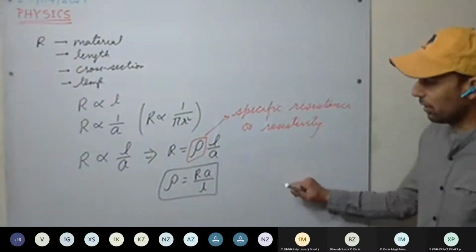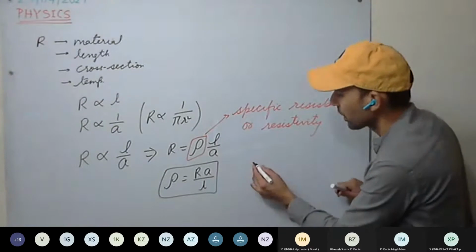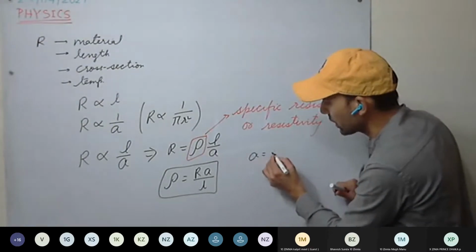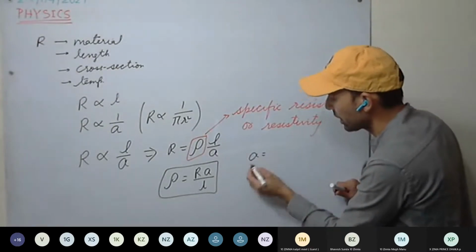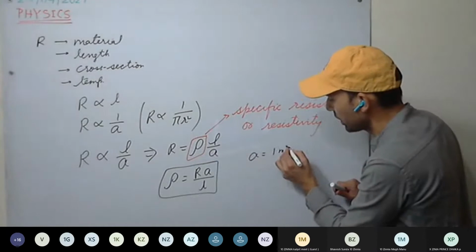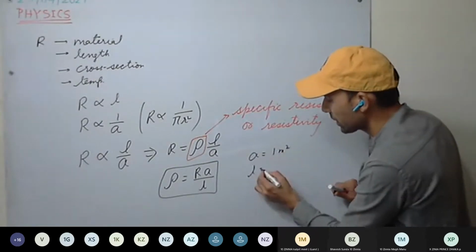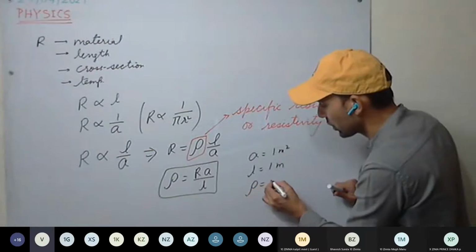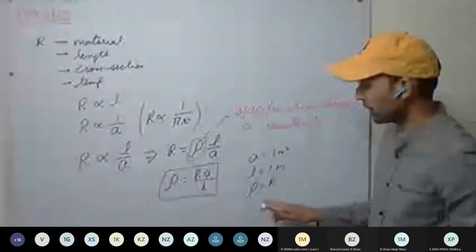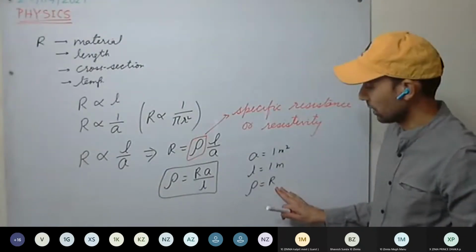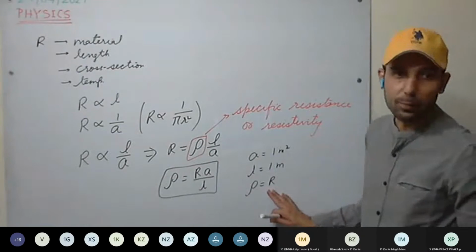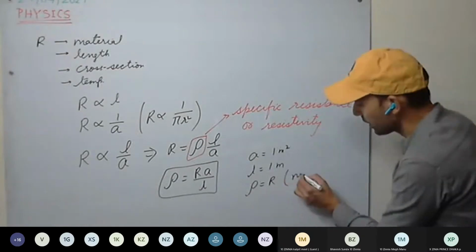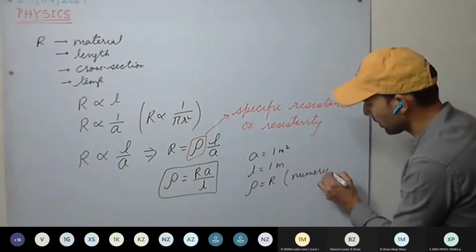R A upon L. Or if the area of cross section is unit, for example, 1 meter square, and the length is 1 meter, then rho will be equal to how much? Rho will be equal to the resistance. Numerically, they will be equal.